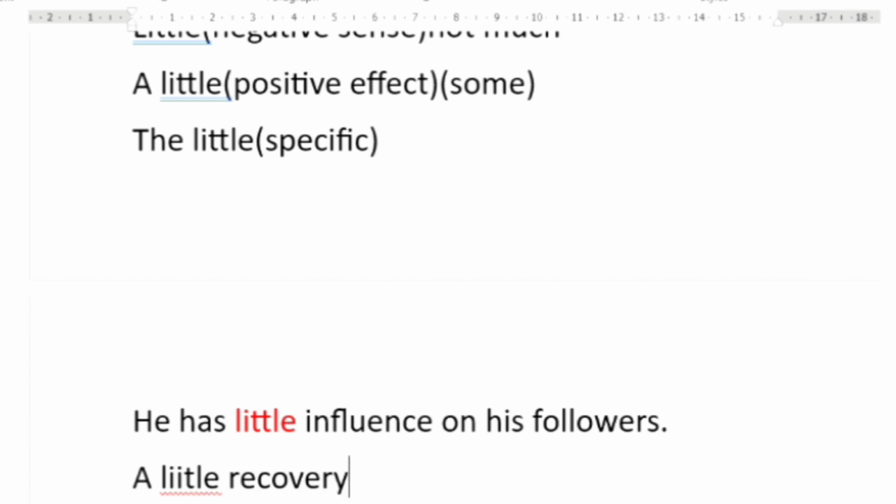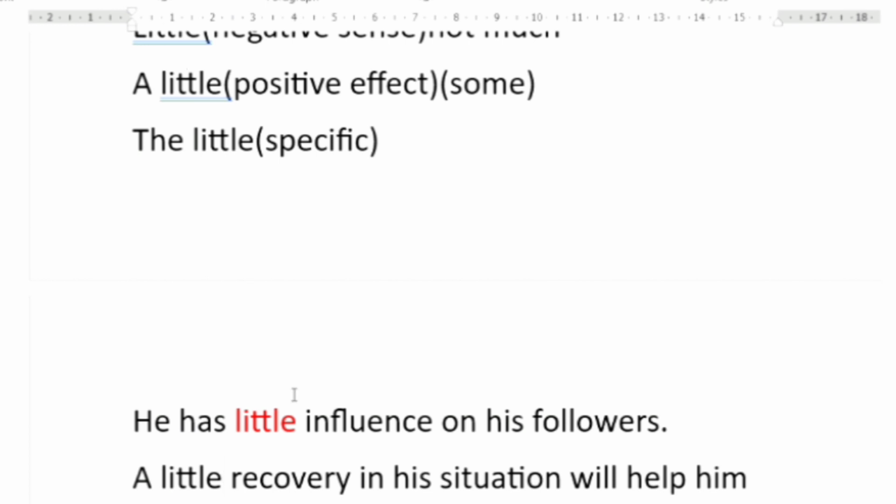A little recovery in his situation will help him rise. So over here, what do we understand? That means we're talking about a positive aspect. A little bit, some recovery in his situation. So little means very little, almost equal to 0. Whereas a little means a little bit. And the little is for something specific.